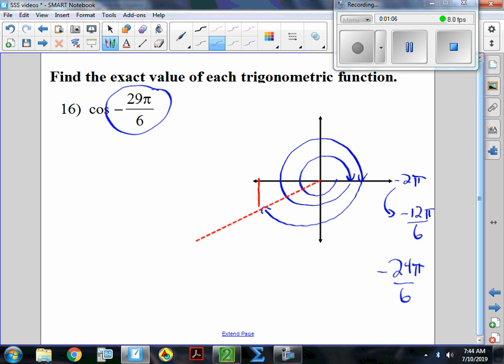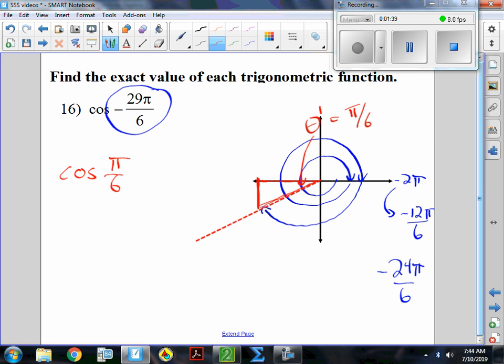That means that I have a reference angle theta prime is going to equal pi over 6. A negative 30 pi over 6 would have been negative 5 pi. That's coterminal to negative pi. So I know that there is a pi over 6 reference angle. And so really I just want to find the cosine of pi over 6. And then I want to pay attention to what quadrant we're in.